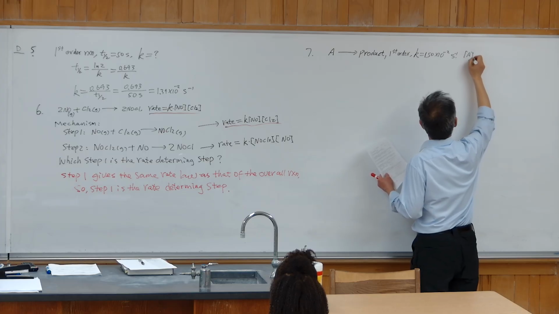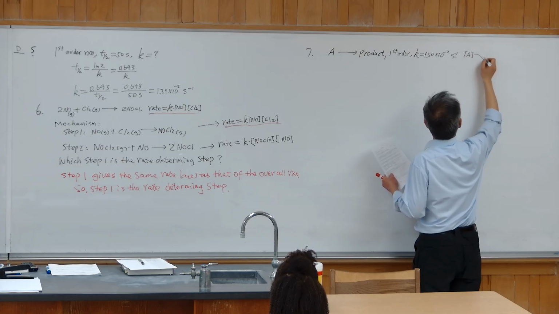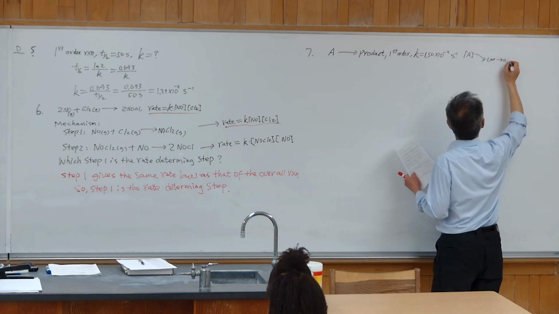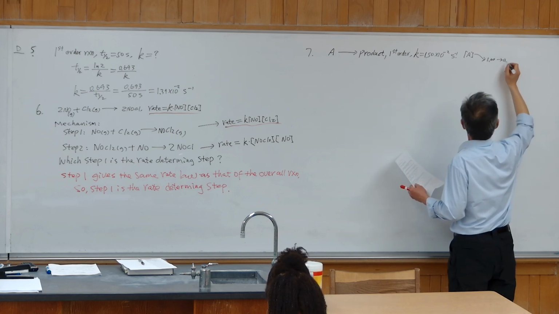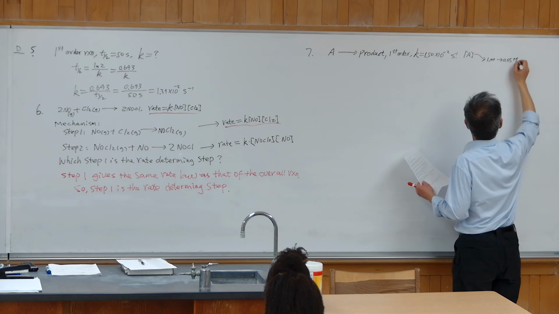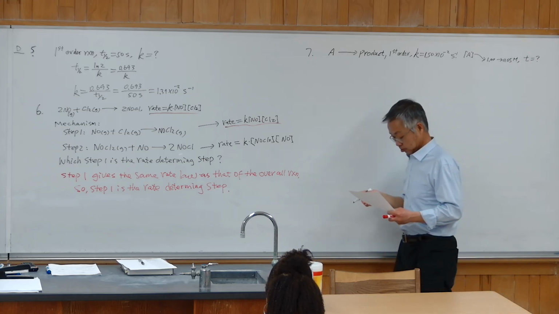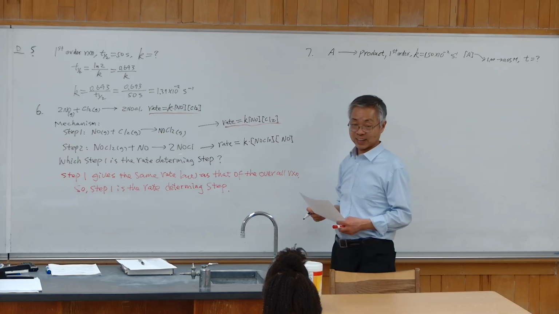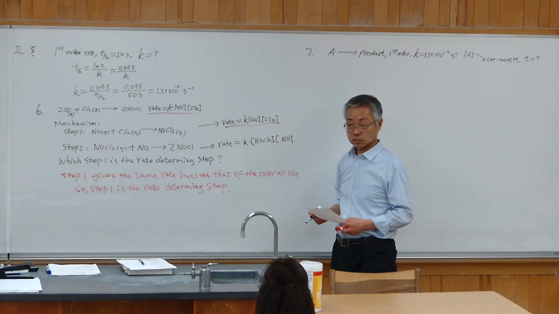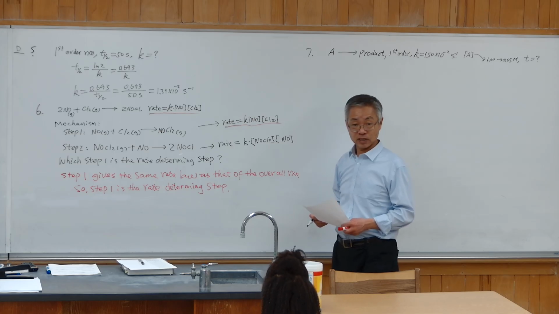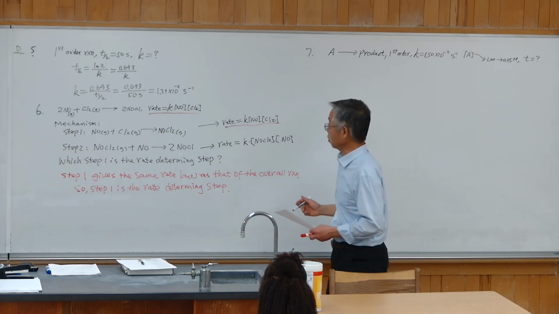Concentration A decreases from 1 to 0.05. Ask you how long it takes. Reactant concentration decreases from 1 to 0.05. How long does it take? Then you need to use the integrated rate law.